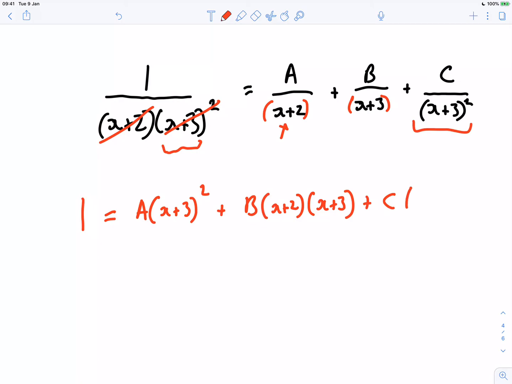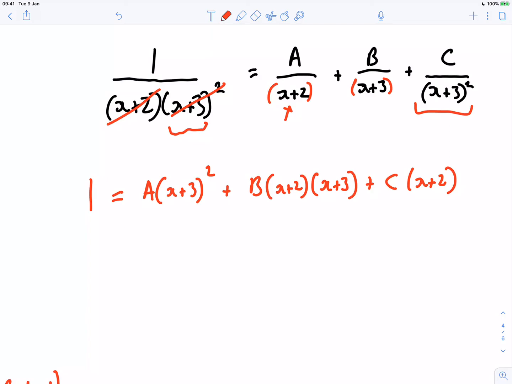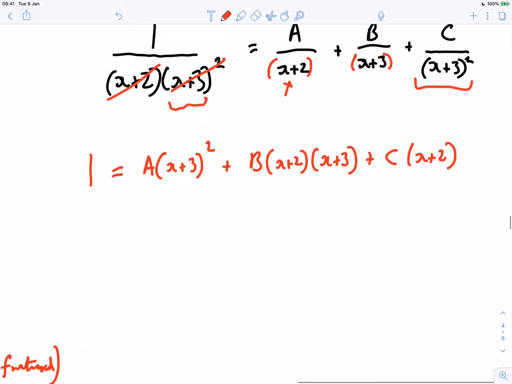So the only thing that's going to be left over is going to be the x plus 2. You can multiply both terms over and see that stuff cancels. I'm just going to trust that you can do that. Okay, now for this, let's point a few things out.